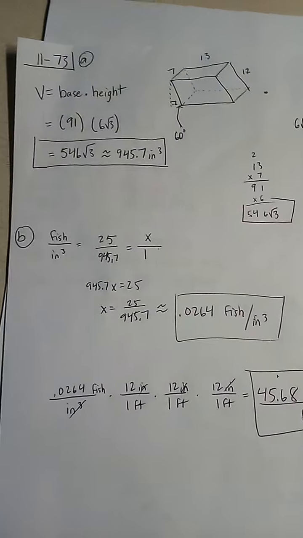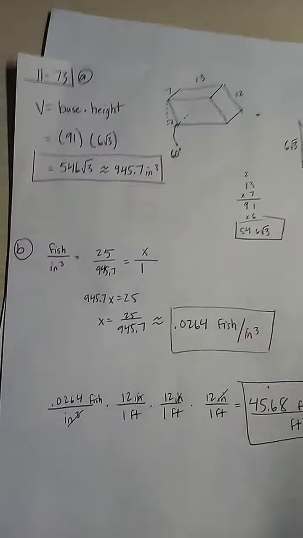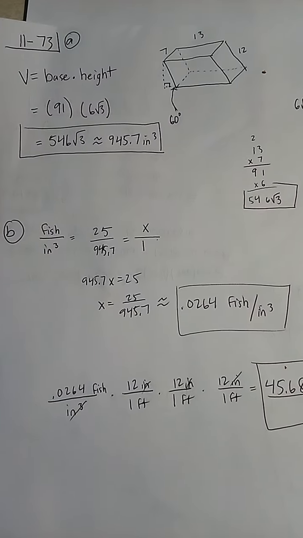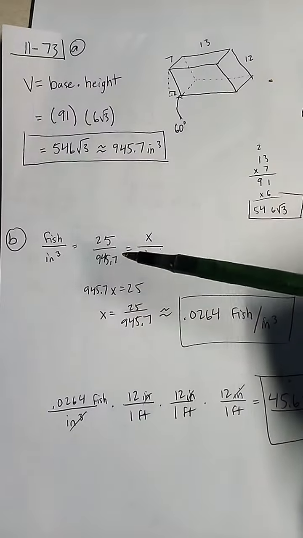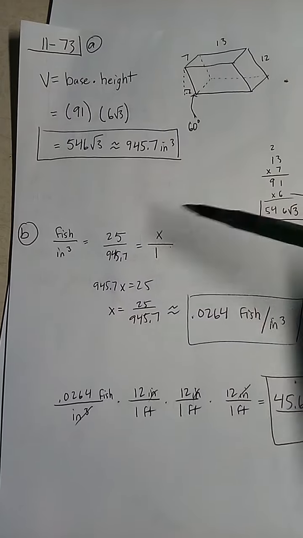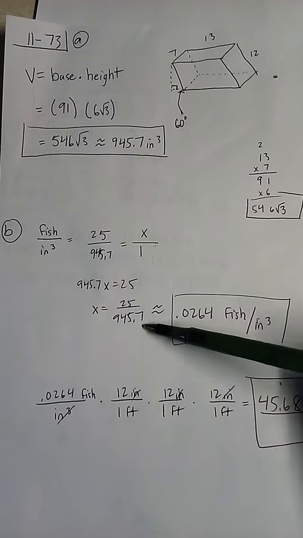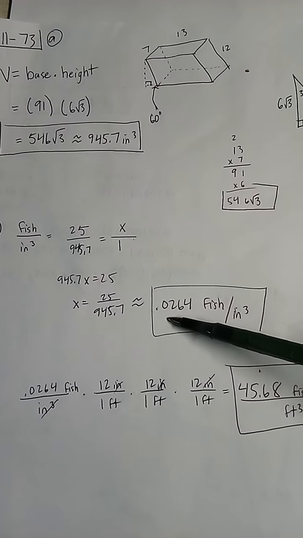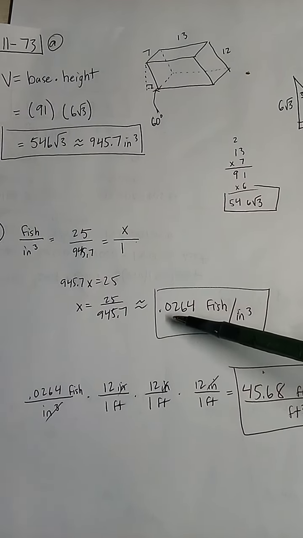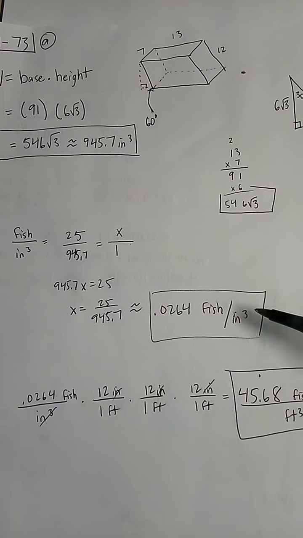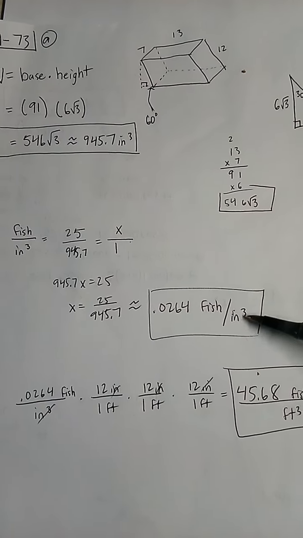And then letter B wants to know, if he's got 25 fish, how many fish per square inch. So you just go fish per square inch. I did some cross products, but I didn't need to. It's just divide the numbers in your calculator, and you get 0.0264 fish per cubic, I said square inch, per cubic inch.